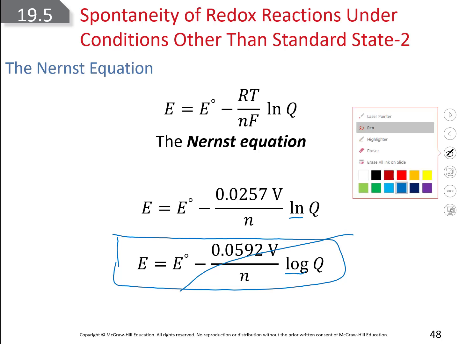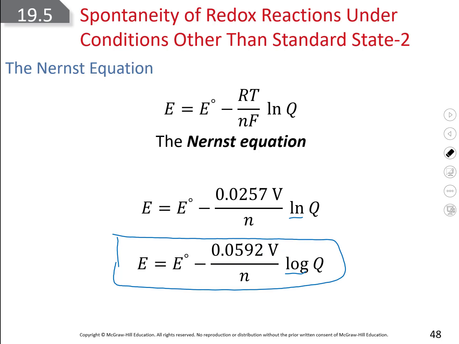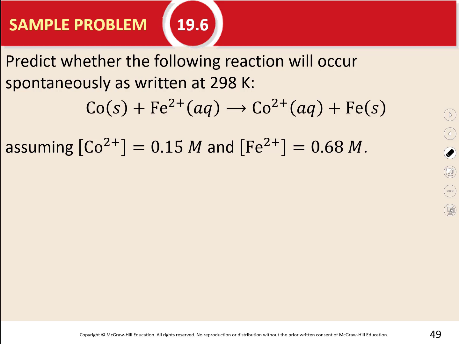So what if you're not 1 molar is what we're going to look at. In this next problem, we are not 1 molar. Predict whether or not, using delta G, the following reaction will occur spontaneously as written at 298 Kelvin. Solid cobalt plus iron 2 plus goes to cobalt 2 plus iron, assuming rather than 1 molar of each, cobalt 2 plus is 0.15 molar and iron 2 plus is 0.68 molar.